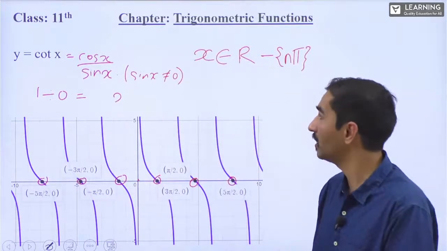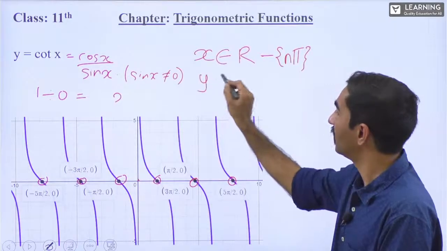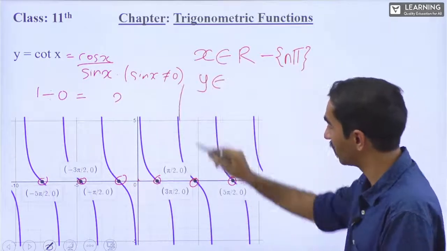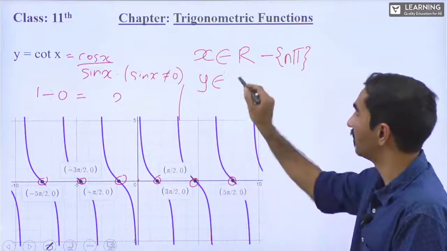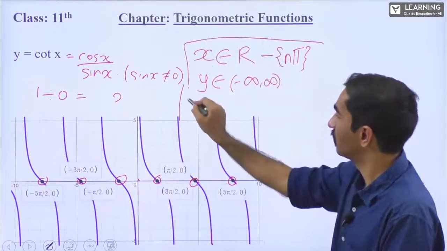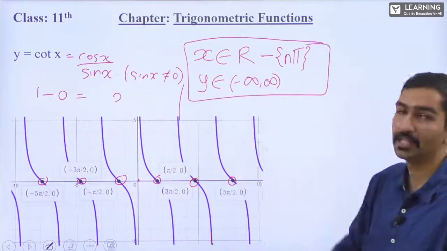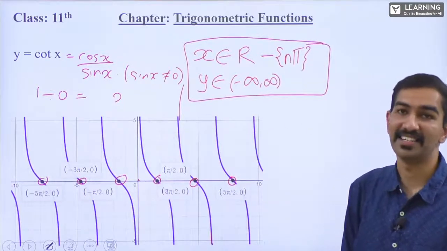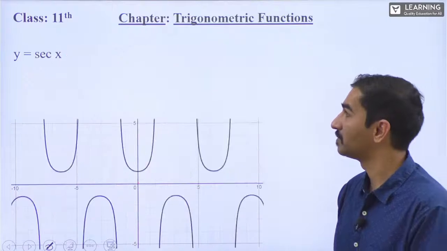Moving on to the next one. The range, same thing, minus infinity to plus infinity. So this is the domain and range of cot x. Understand? Okay, moving on to the next one.